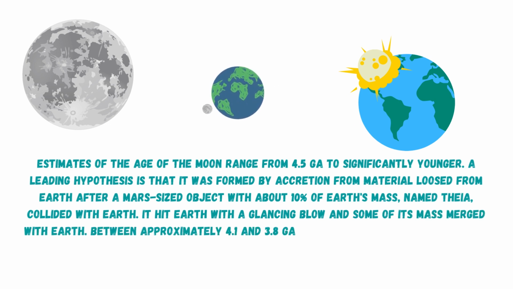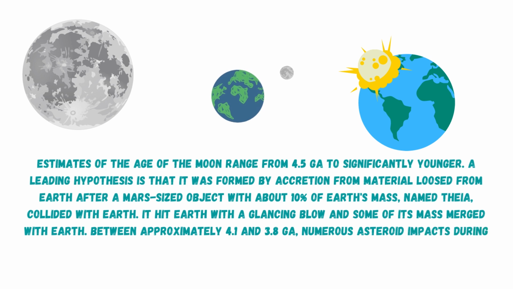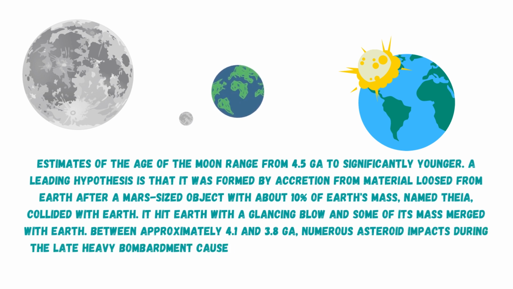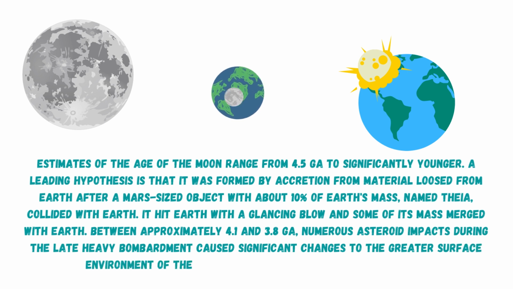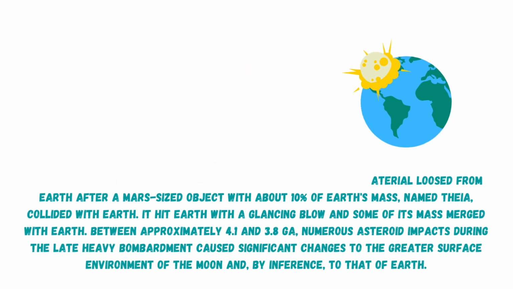Between approximately 4.1 and 3.8 Ga, numerous asteroid impacts during the late heavy bombardment caused significant changes to the greater surface environment of the Moon and, by inference, to that of Earth.